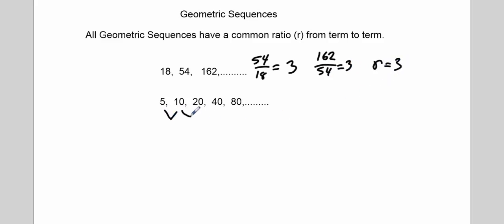Looking at this next one, we can see that going from term to term, we have multiples of 2 each time, and r is 2 here.